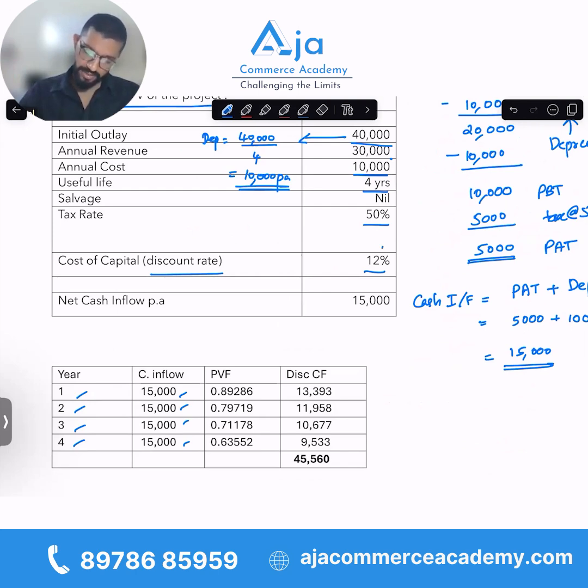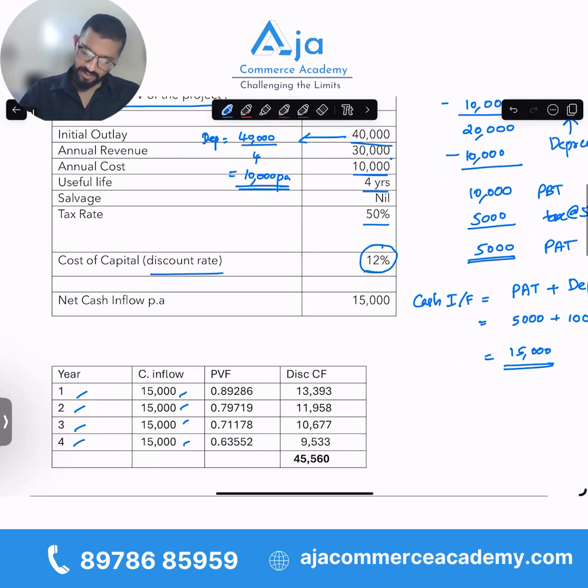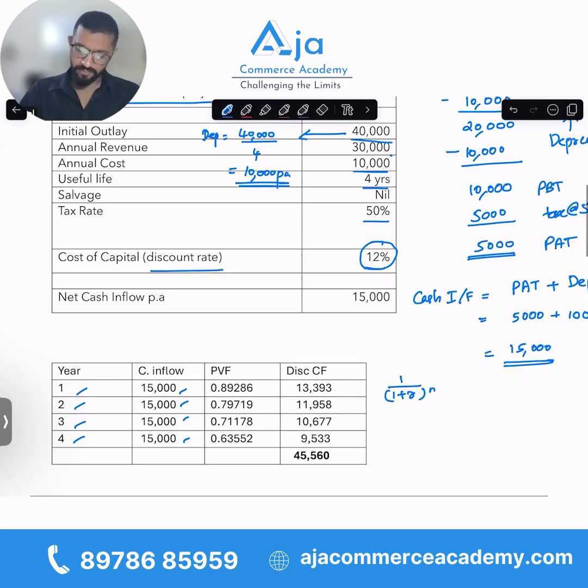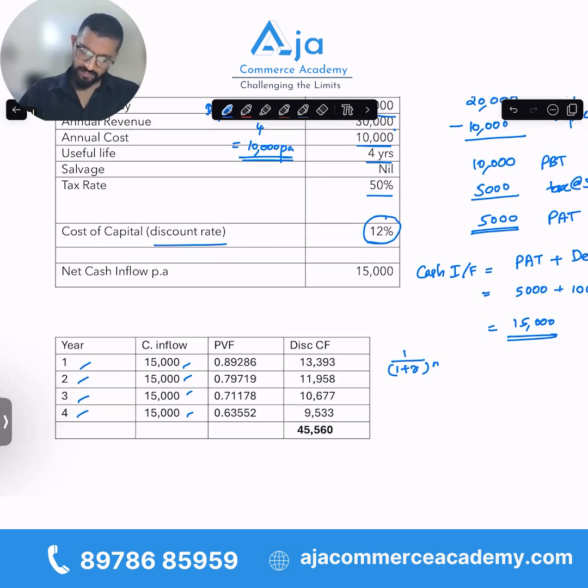So for the 15,000 of each year, I should compute the discounted cash flow. For that, at 12%, what is my present value factor? Each year I should compute 1 divided by (1 plus r) raised to n and then multiply that with my cash inflow to compute the discounted cash flow. It is already computed here. If I multiply each present value factor, which is 1 divided by 1.12 raised to the power of the number of years, this will be my final discounted cash inflow from this project.